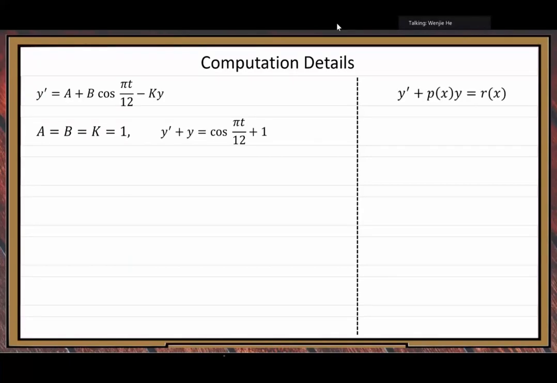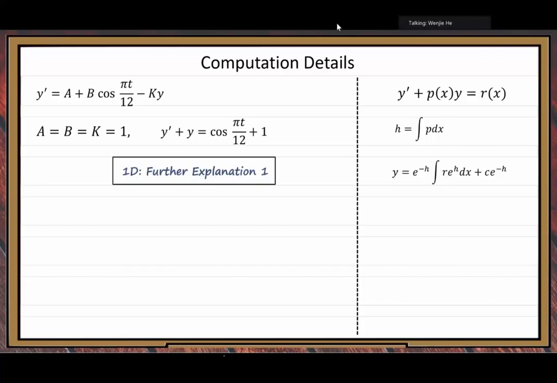And we calculate the H, very simple H. Then we write the final version of the solution function y in this way, then do the calculation. So this one I put it in further explanation, because it's pretty straightforward. Most of you can do it easily, so I can save a few minutes here.